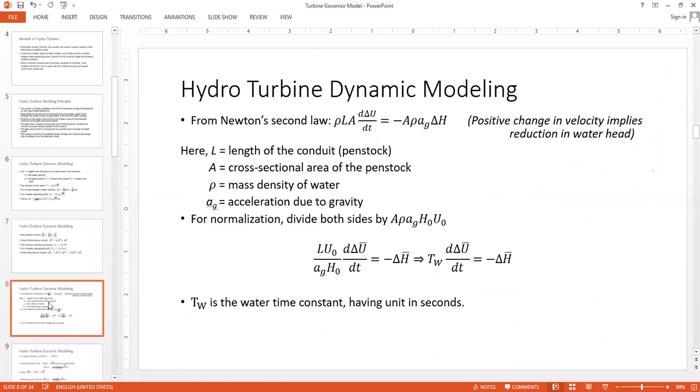So now let's look into some dynamics associated with this flow of water, because we are saying the water is flowing. As we are saying the water is flowing and there is a gate valve, depending on the positioning of the gate valve, the velocity is affected. Once we say the velocity is affected, it means there is some sort of acceleration. And once you have acceleration, you can take help of Newton's second law or Newton's law of motion.